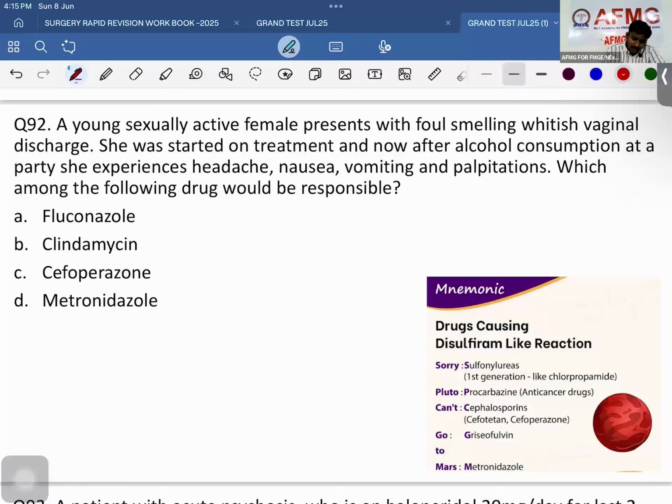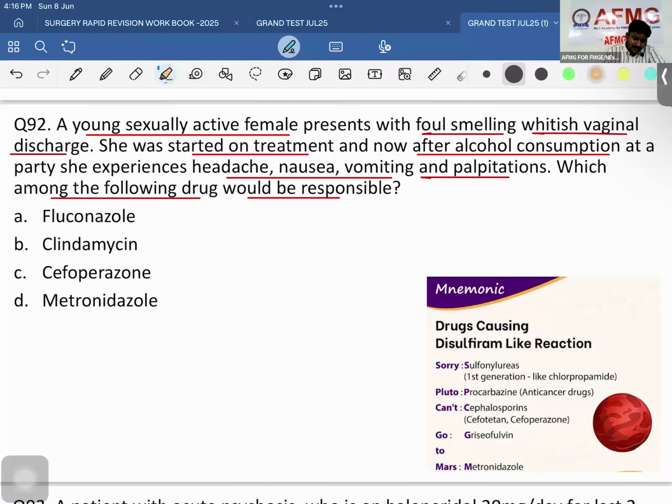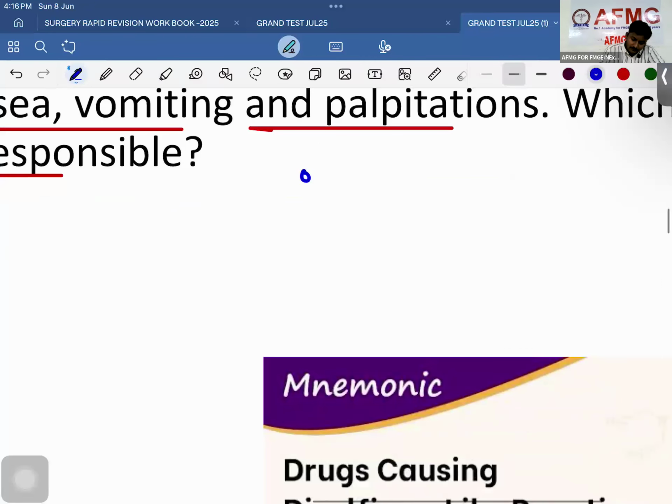Question number 92. A young sexually active female, beta, presents to you with complaints of foul smelling, whitish vaginal discharge. She was started on treatment basically. Now after alcohol consumption, she starts experiencing headache, nausea, vomiting and palpitation. That is unpleasant symptoms, beta. Which among the following drugs would be responsible for causing her symptoms? We know the foul smelling whitish vaginal discharge would be a diagnosis for which you give metronidazole.